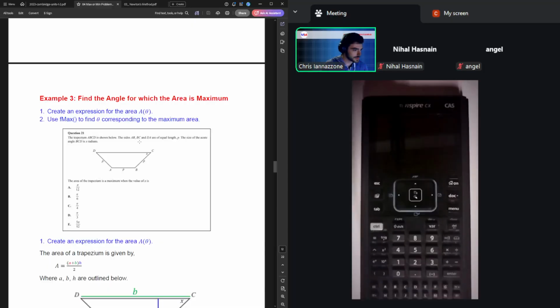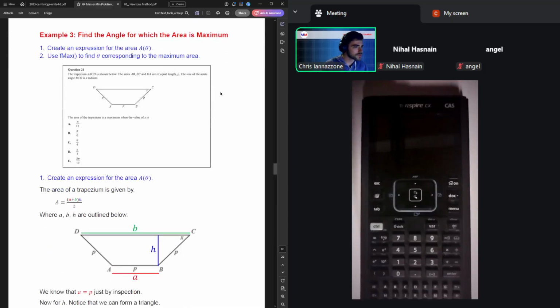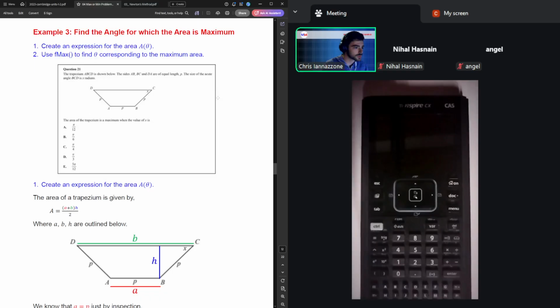And then here's one final example using a bit more trig this time. X is an angle in this case. So how do we handle something like this? Again, it's a trapezium, and we're trying to find the value of x that maximizes the area.